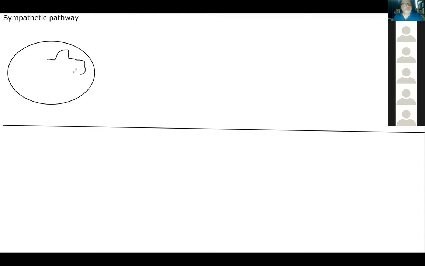So let's do the sympathetic first. When we look at the sympathetic pathway, we know it is going to start in the central nervous system. So we have a preganglionic neuron.